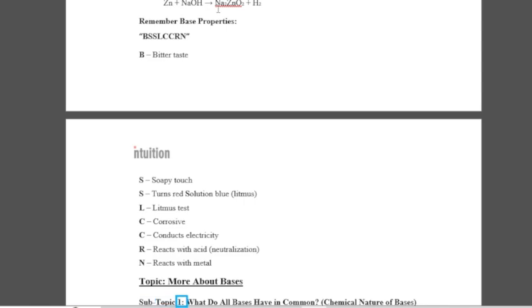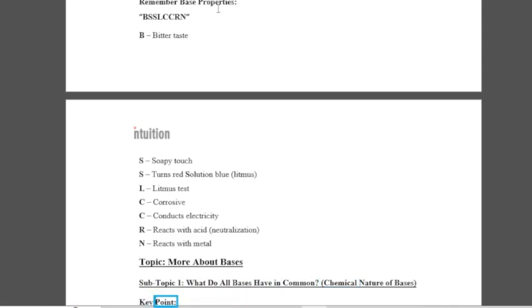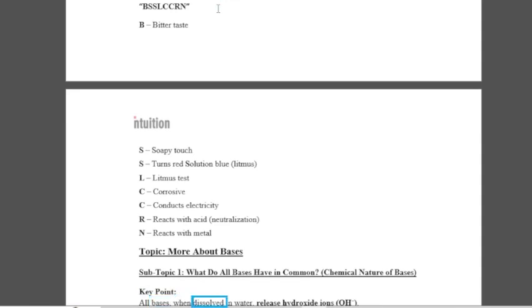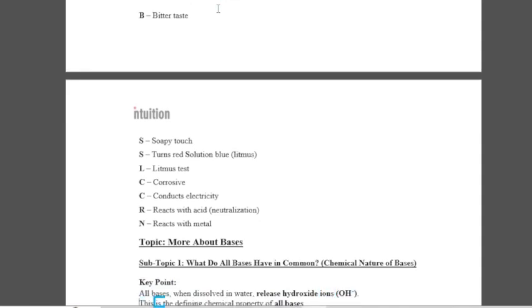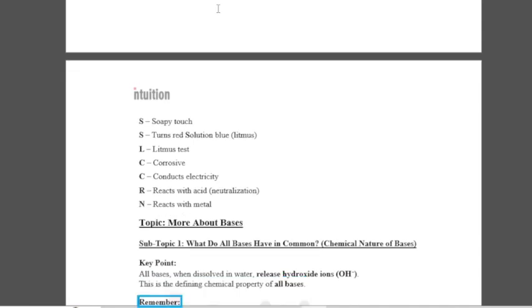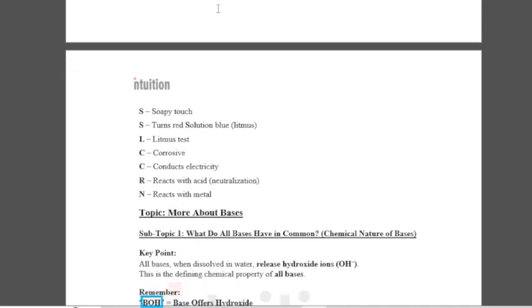Topic: more about bases. Subtopic 1. What do all bases have in common? Chemical nature of bases. Key point: all bases, when dissolved in water, release hydroxide ions, OH-. This is the defining chemical property of all bases. Remember, BOH means base offers hydroxide.